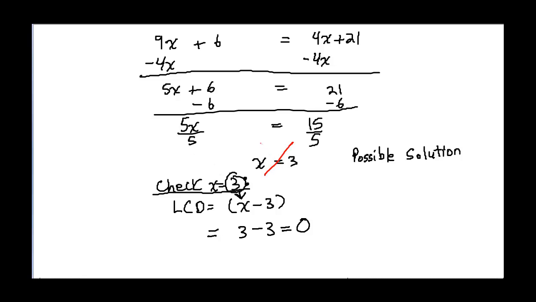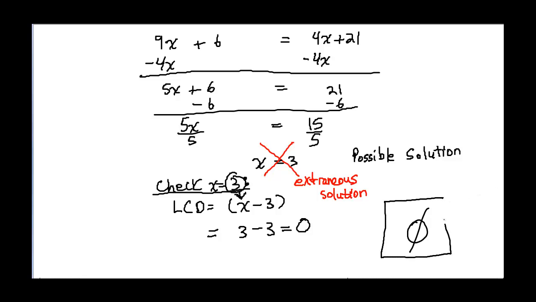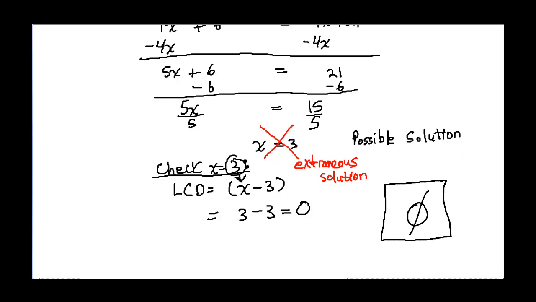So that means x equals 3 is not my solution. It's actually an extraneous solution. Since that was the only possible solution and it was extraneous, I know that I have no solution. So this is what I would write or give for my answer: no solution. Let's look at another example.